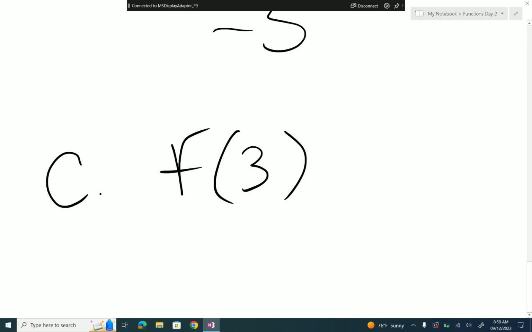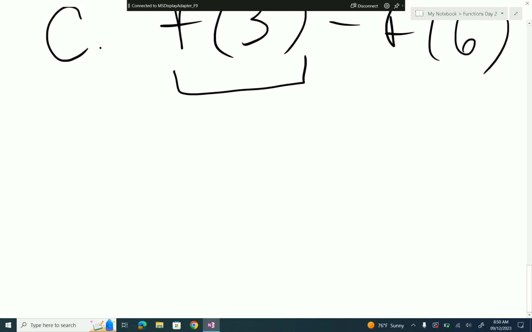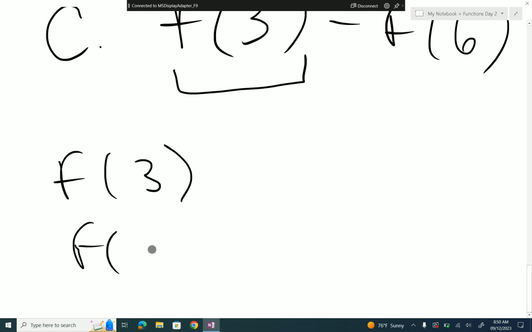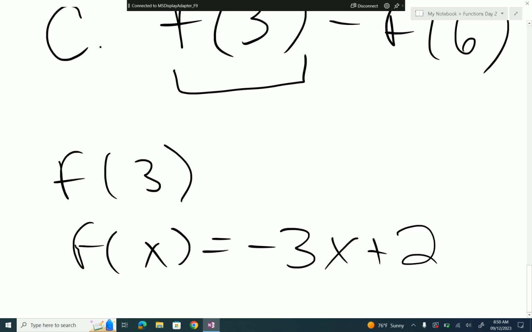C wants us to find f of 3 and then subtract from it f of 6. So first off, let's just go ahead and find f of 3. So when I've got f of 3, what does that tell me to do with my original function? Charlene, what should I do with my original function? Add 3 where? Yeah, where the x is. Perfect. So I'm going to multiply it by the negative 3.